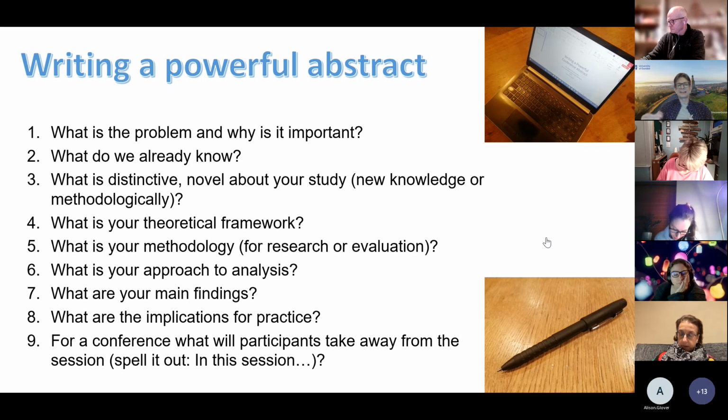So you want to almost sell it to them, especially if you're trying to attract an audience to come along and listen to what you're saying. So I quite like personally putting, 'in this session, you will find out', what you will get out of it as well. So there's some of the key points about how you might put together and develop a powerful abstract.